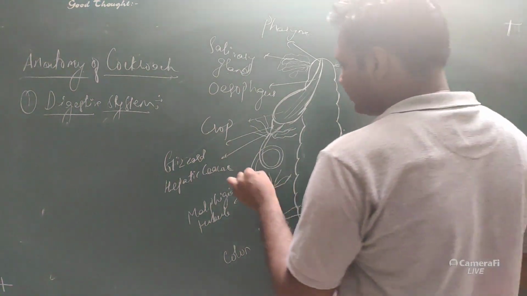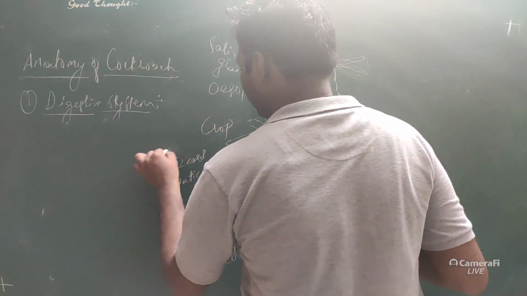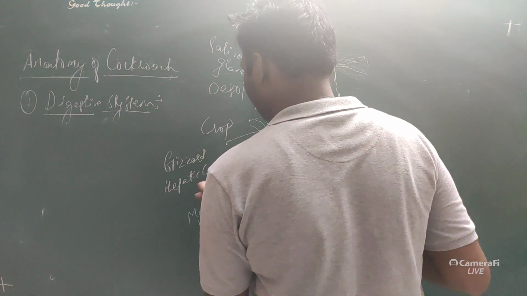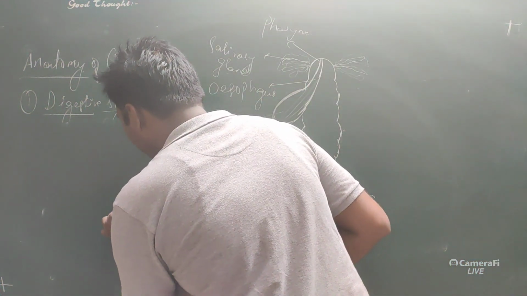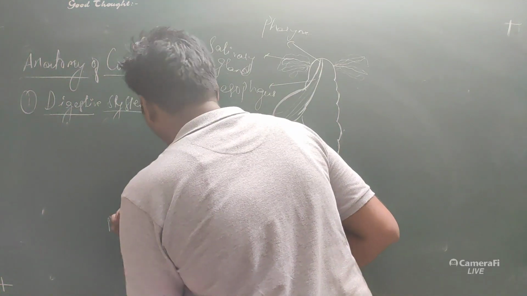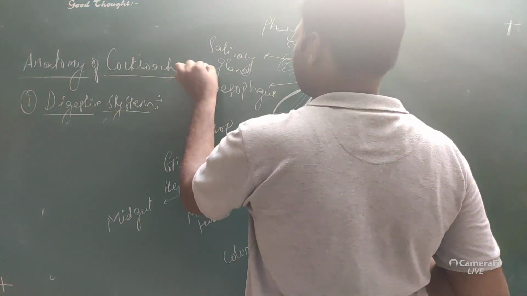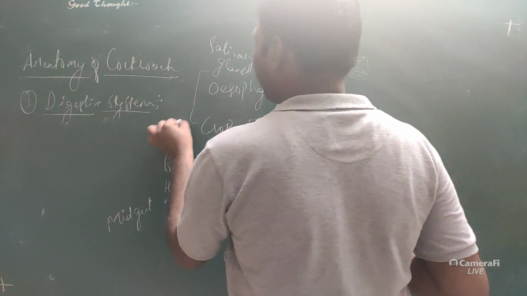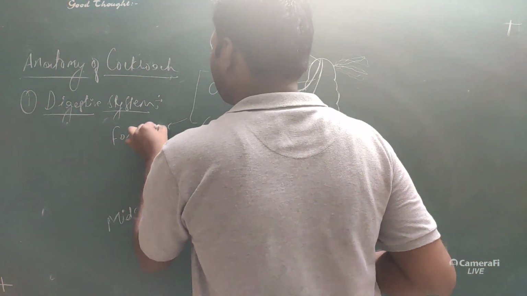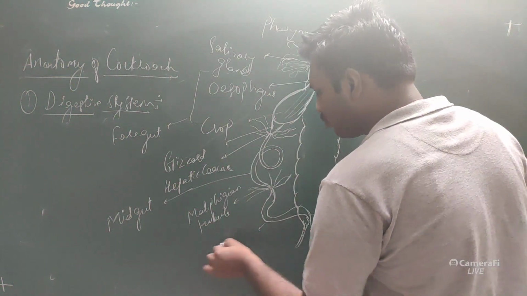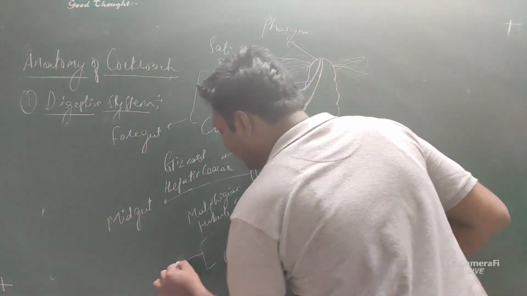So here this part is the midgut. This part comes under the foregut, and this part, the colon, comes under the hindgut.